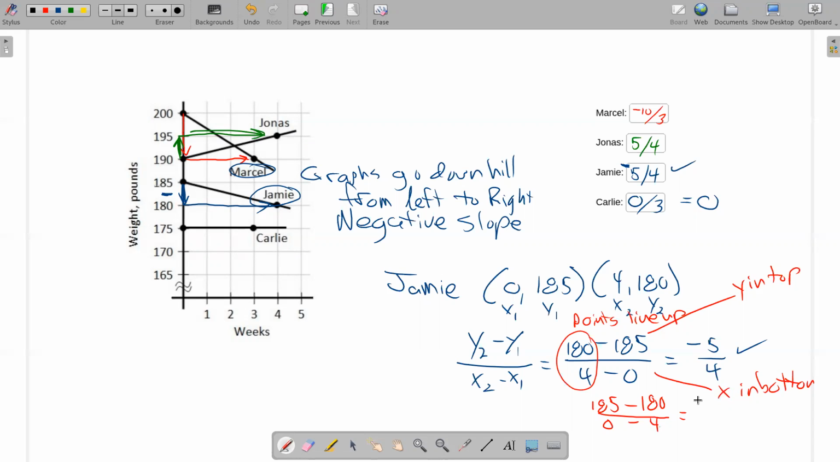185 minus 180 is a positive 5, but 0 take away 4 is a negative 4, and negative 5 over 4 is the same number as 5 over negative 4. So I'm still okay. As long as the y's are in the top, x's are in the bottom, and then your points line up vertically, you'll always get the right slope.